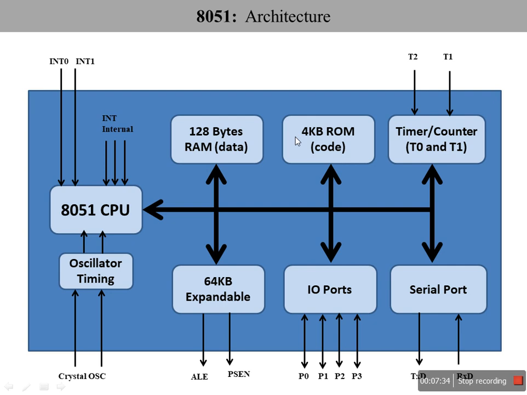Beside this, we have 4 kilobytes of ROM. Generally, in this we will be writing code. And here we have timers T0 and T1, which are again 16-bit wide, and are on the same IC. Then we have the serial port TXD and RXD. The TX line is for transmitting data and the RX line is for receiving data, transmitting data from the microcontroller to the external world and receiving data from the external world to the microcontroller through the RXD line.